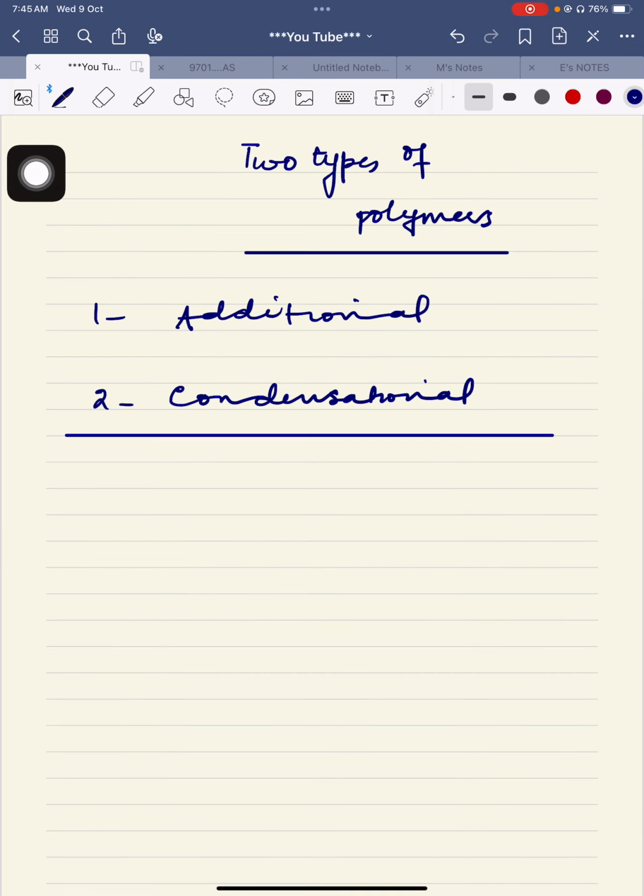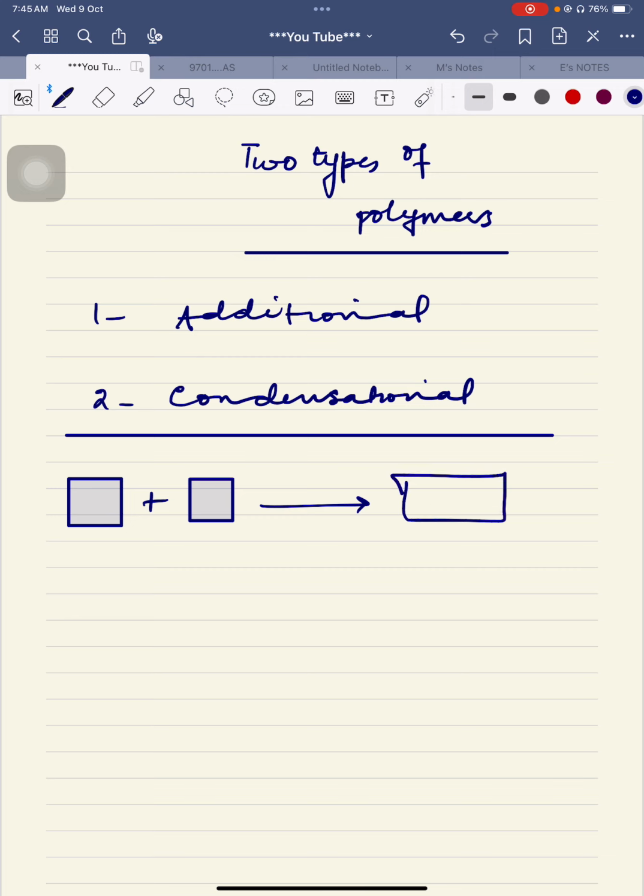Before moving towards that, for example, this is a box, and this is another box, and we are going to combine them together, and now this is a large size box, and that is called an addition reaction. And what about condensation? This is our box, and this is another box. Now, what is happening as a result of condensation? A large size molecule will be formed, but along with that, a small molecule will be formed as well. So this is called condensation. This is the difference between condensation and addition reactions. This is how they work.